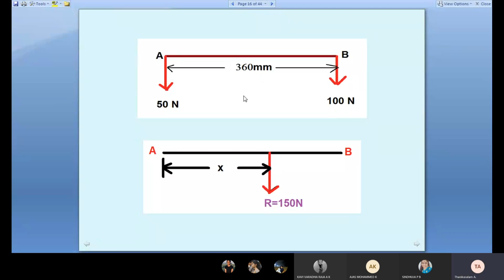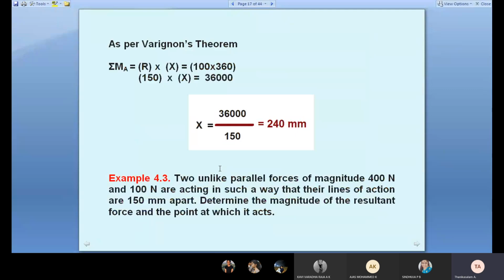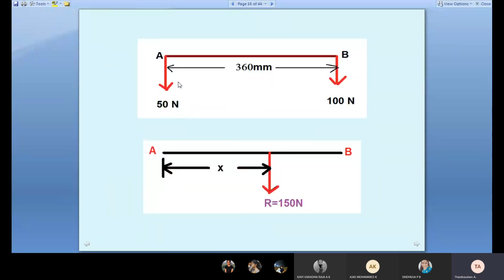Students, understand, we are applying Varignon's theorem: resultant force moment equals summation of individual force moments. We already converted the two forces into a single force, so 150 into X, clockwise. What is the individual force moment? Go to the first diagram, put your hand at A. Only 100 into 360 gives moment. The 50 does not give moment. Why not? It is acting at point A.